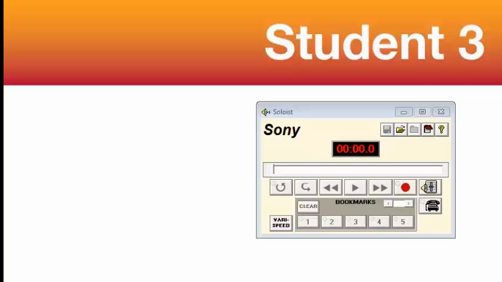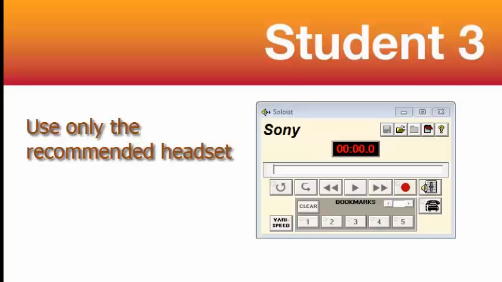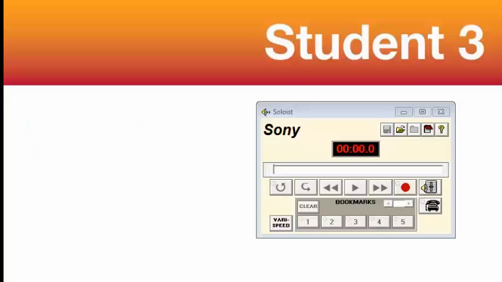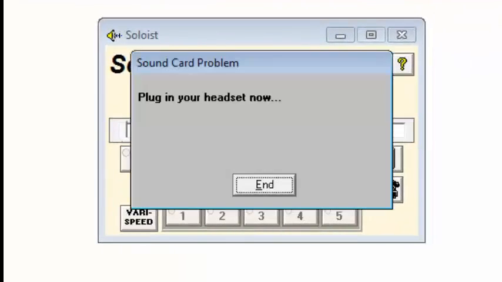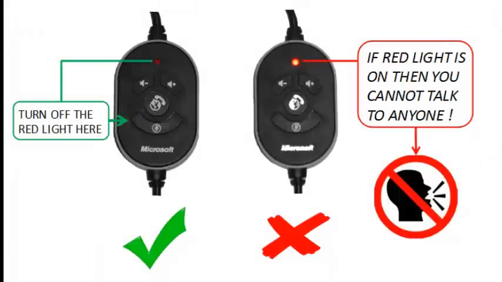Before we start, it's important to note that Sony Soloist must use the supplied headset. You cannot use your own headset unless it is the same model as the class headsets. If you see this message, then plug in the supplied headset. Some headsets have volume controls and microphone muting in the cord, like this as an example, so quickly check these controls if you have them.